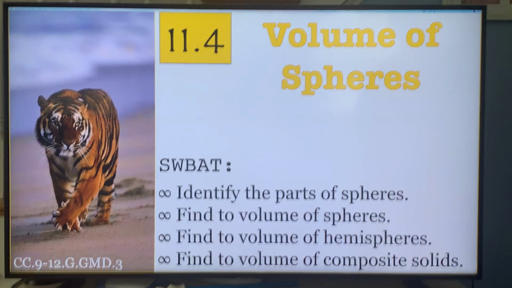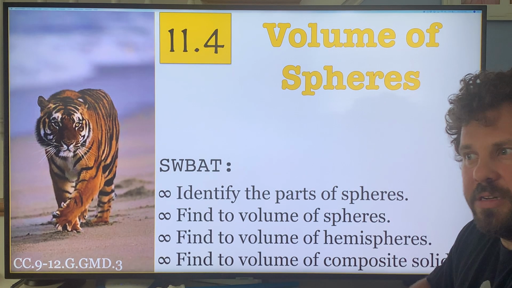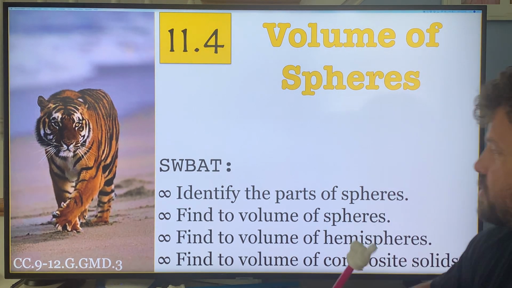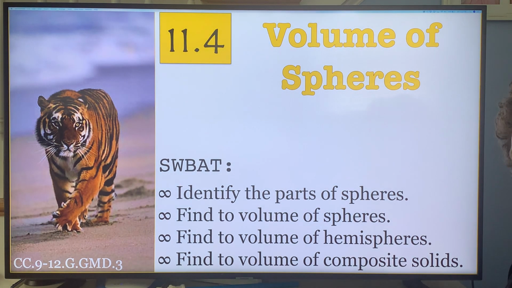Last lesson of the year. Volume of spheres. The quickest lesson we're going to do today. Identify the parts of spheres. You're going to know what a sphere is and what the parts are. You may think of them as globes, but they're spheres.